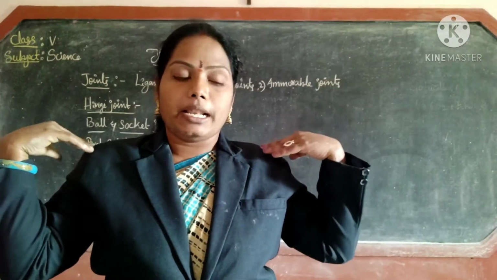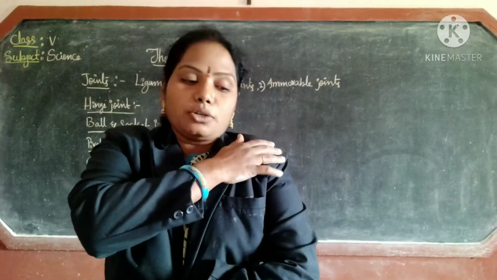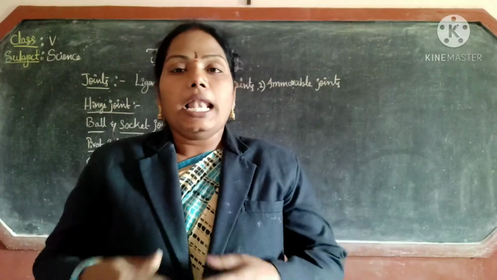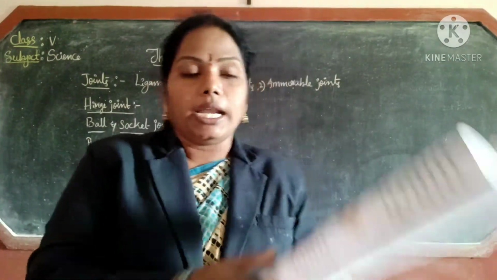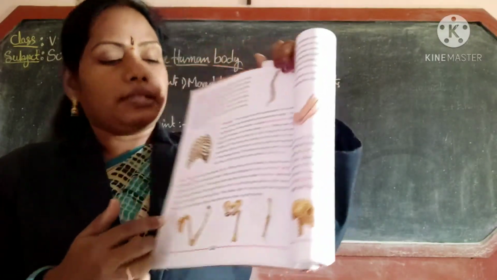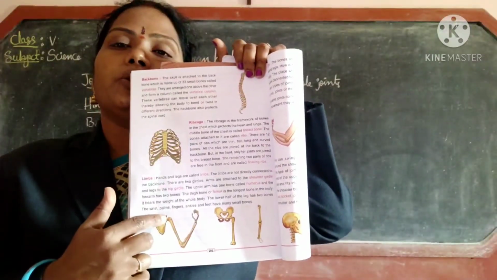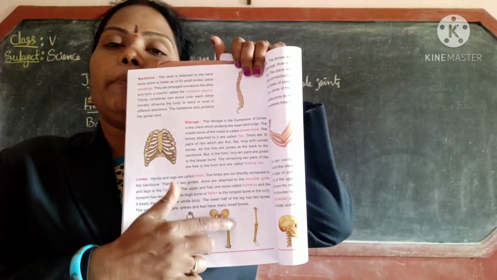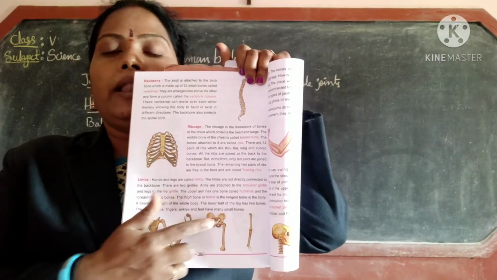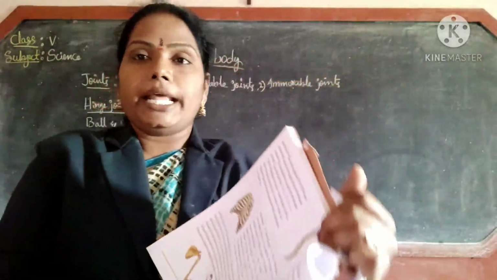There are two girdles, one and two. The arm is attached to the shoulder girdle and the legs are attached to the hip girdle. Here the picture is given. The shoulder girdle is this one. Here the arms are attached to the shoulder, and here is the hip girdle. The thigh bone is attached to the hip girdle. Here the arm bone is attached to the shoulder girdle.